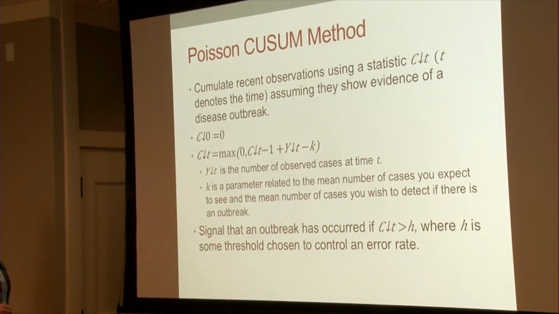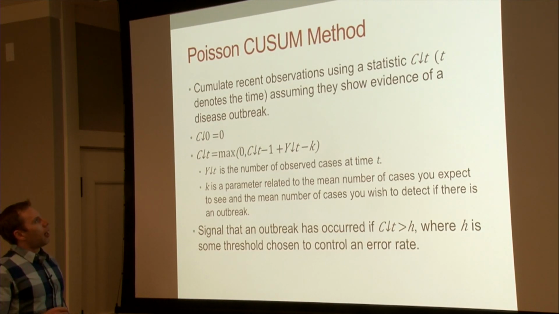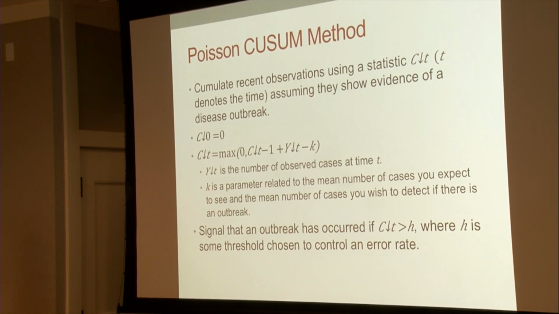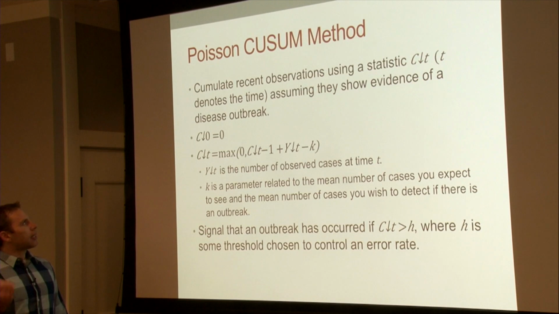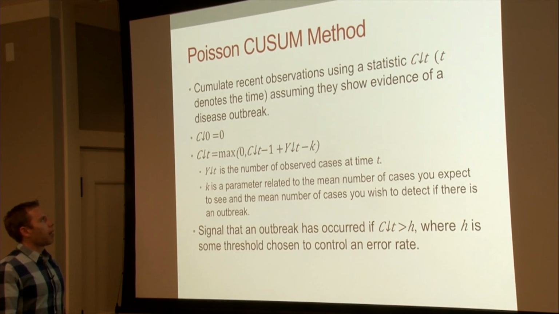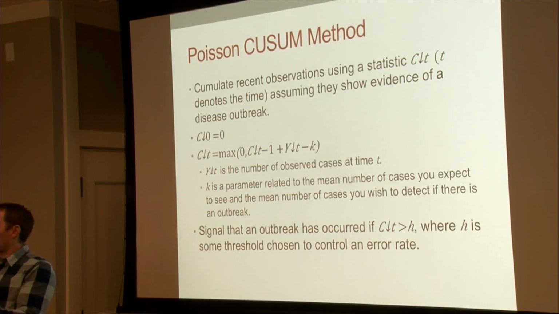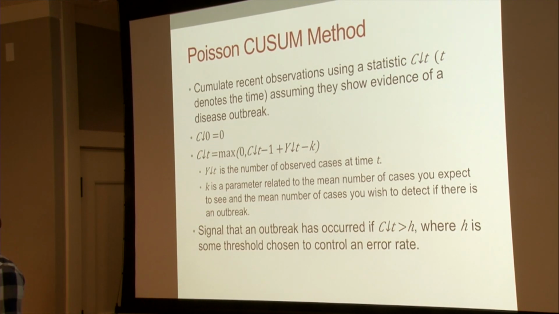And how does the Q-sum method work? So, as I said, it cumulates or adds together recent observations using a statistic C_t, where t denotes the time. So you start off by saying C_0 is 0. So at time 0, before we actually observe any data, there's no evidence for a disease outbreak. So we're going to say that C_0 is equal to 0.